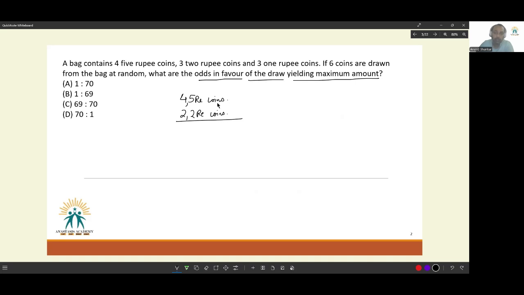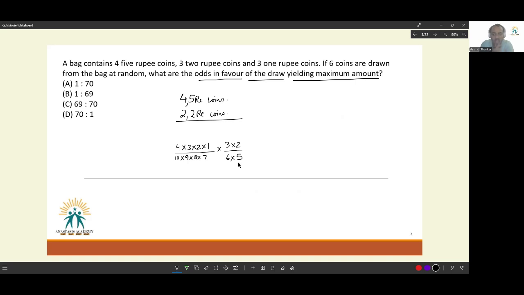The probability of getting 4 5 rupee coins will be given by 4 into 3 into 2 into 1, whole thing by 10 into 9 into 8 into 7, and then 2 rupee coins, as 6 are gone, will be 3 into 2 by 6 into 5.